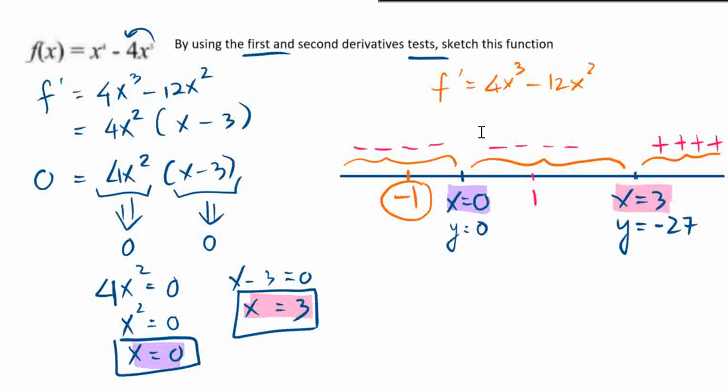Let's do the test. How do we do the test? By taking a number before x equals 0. The easiest number is minus 1 because it's easy to count. Let's plug minus 1 into the equation. If we plug in minus 1, it means 4 times minus 1 cubed and minus 12 times minus 1 squared.